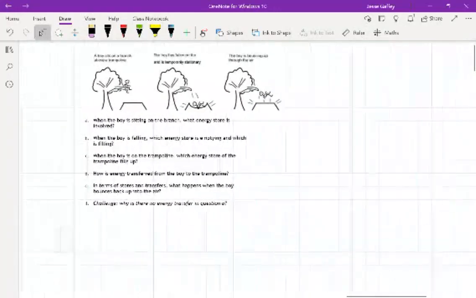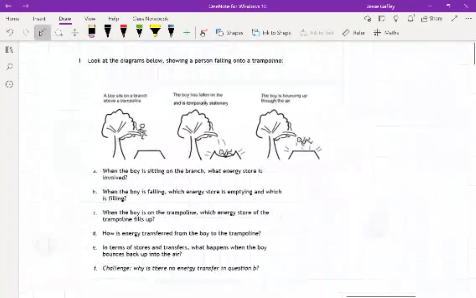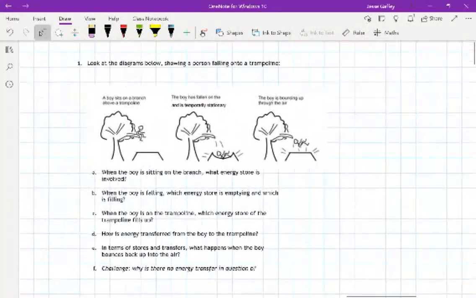Okay, now here is number 1, the last question, sorry. Look at the diagrams below. It shows a person falling from a tree onto a trampoline. So here, the boy is sitting on the tree. So he's sitting on the branch above the trampoline. He hasn't jumped yet. He's sitting there, sitting in the tree. He's lifted. He's up high.